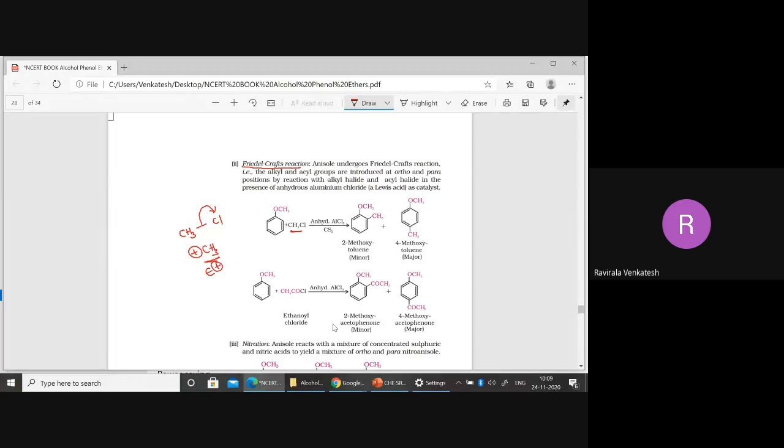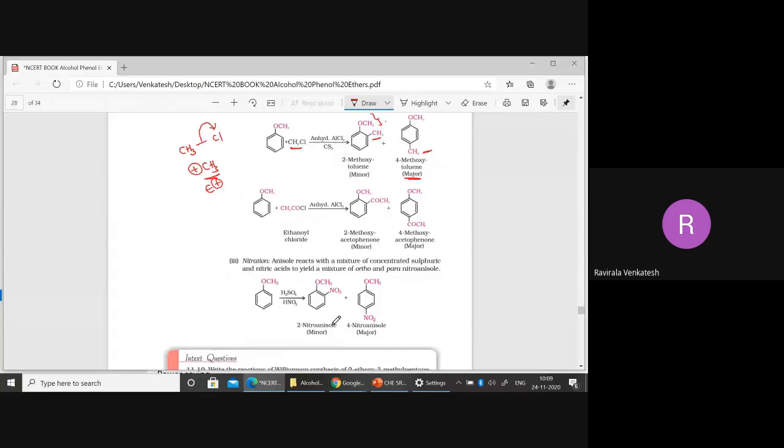Methyl is the electrophile. It attacks where again? Ortho position and para position. Again, para will be major because the ortho has some steric hindrance. Correct or not?